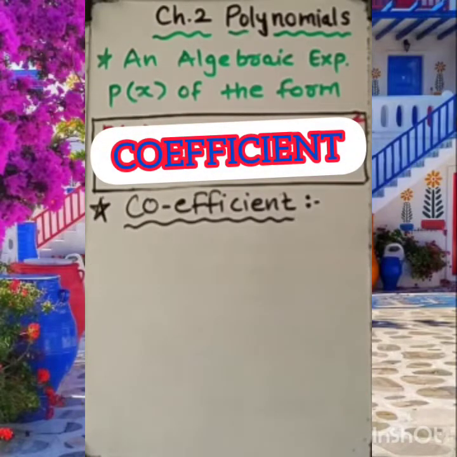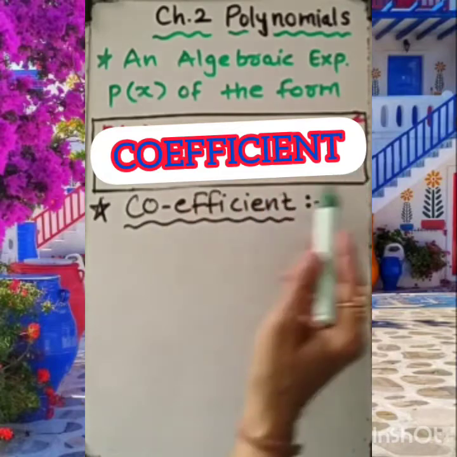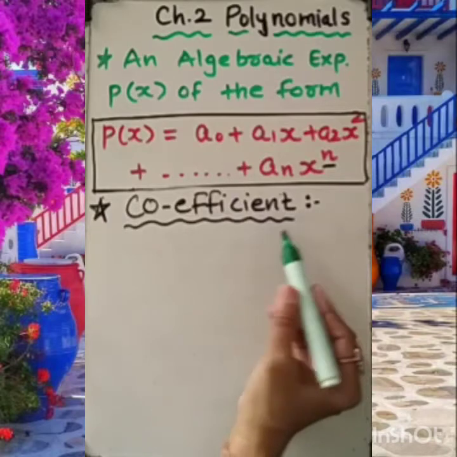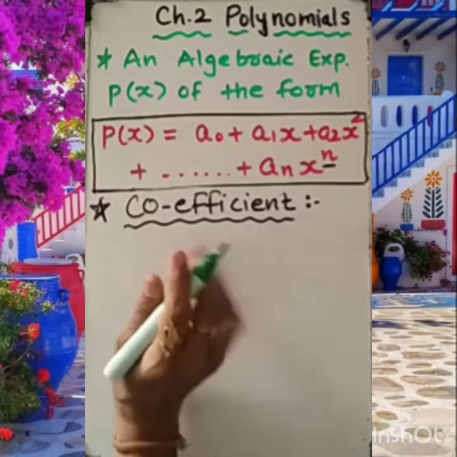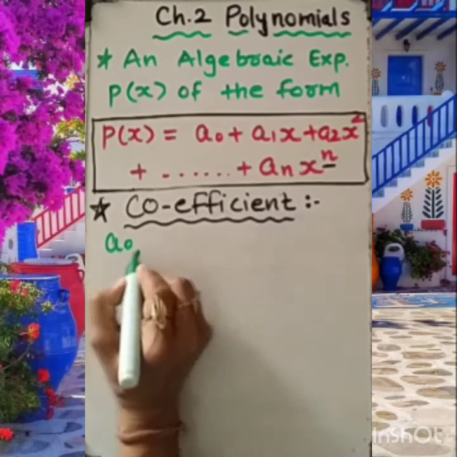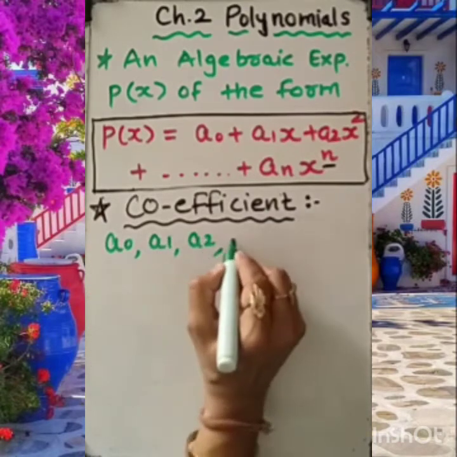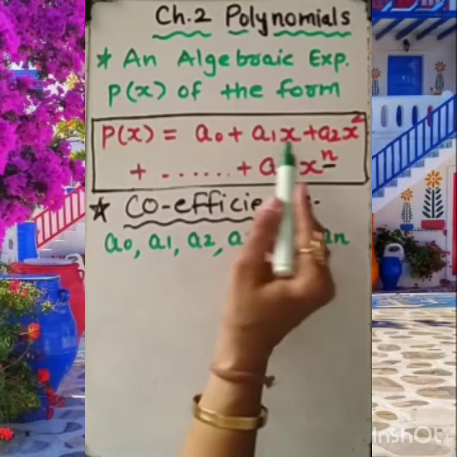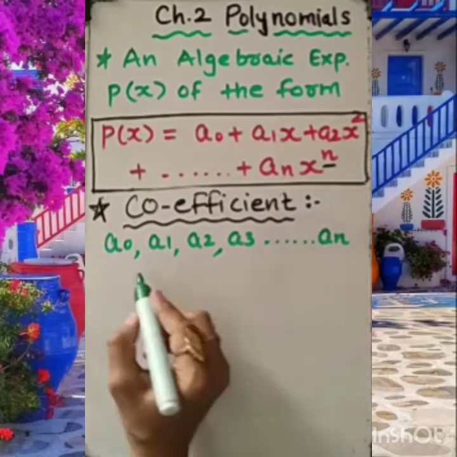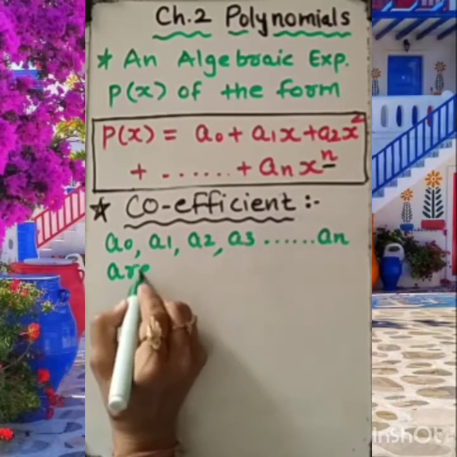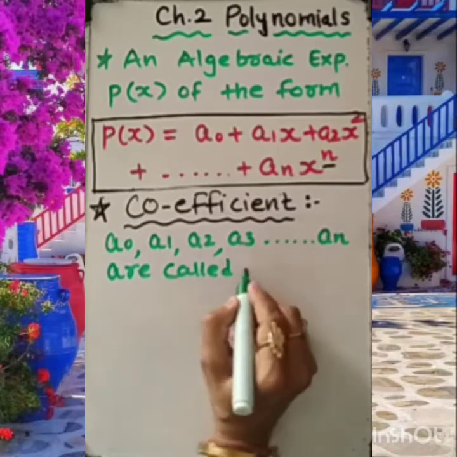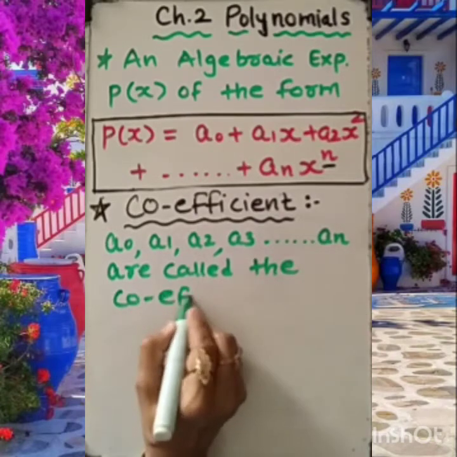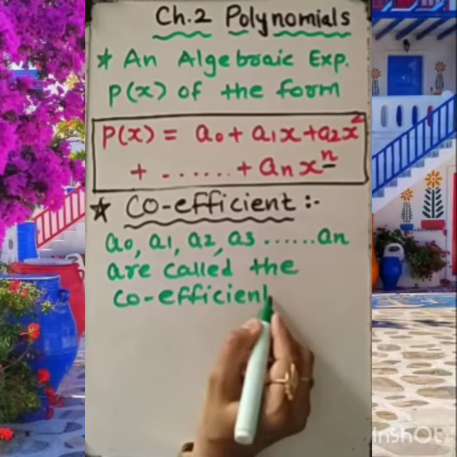So my dear students, as I have told you, this is the general form of a polynomial. Now let's see what a coefficient is in that. How to define coefficient? Simply, in this polynomial a0, a1, a2, a3 up to an are the multiples of the variable. So these are called the coefficients of p(x).